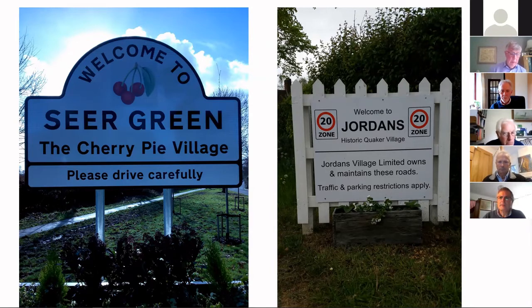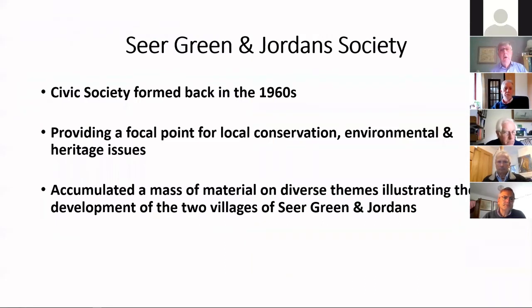Next. So Seer Green and Jordans Society was formed back in the 60s, like a lot of civic societies, looking at conservation, environmental and heritage issues. And over that time, we accumulated a vast amount of material, some of which was turned into booklets and so on, but much of which we've got on file in photographs and memories and so on. So that was very much the starting point locally for this project.